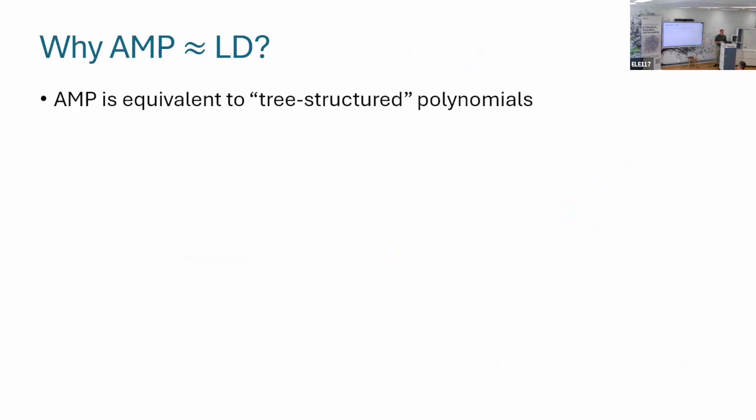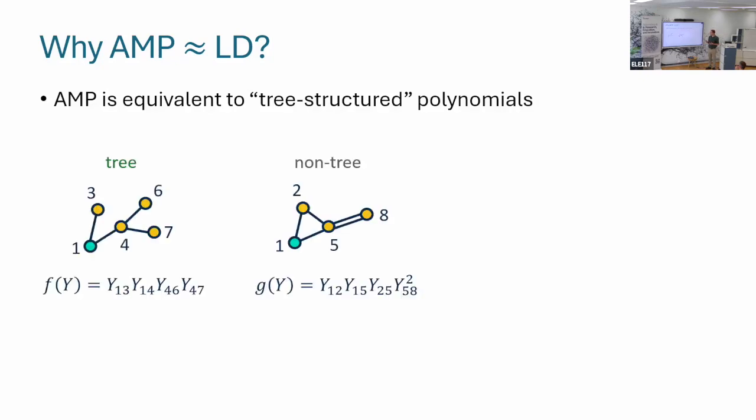But okay, why is this true? Why do AMP and low degree polynomials give exactly that same mean squared error curve? There must be a good reason for this. In a nutshell, the reason is that AMP is equivalent to some subspace of polynomials that we call tree-structured polynomials.